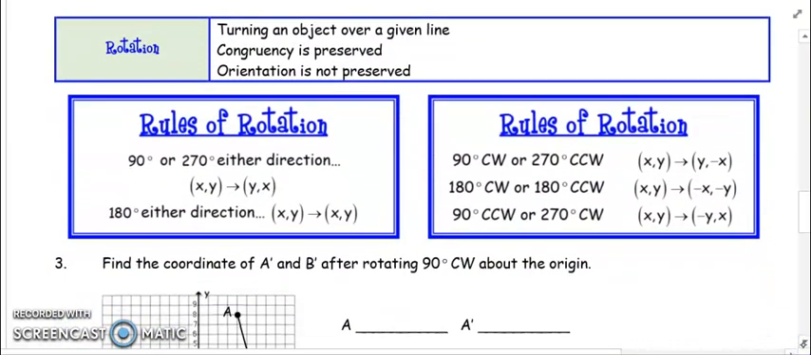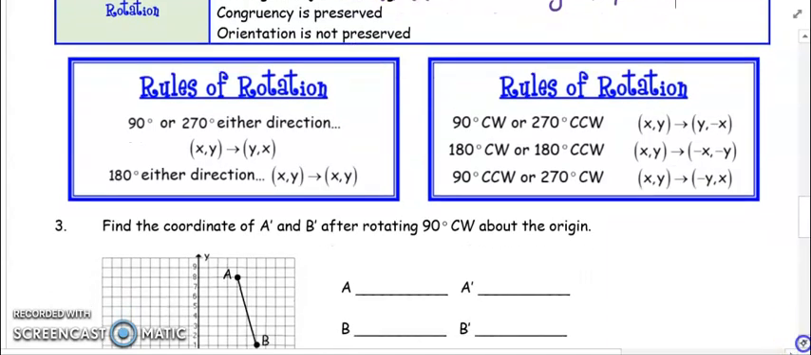Now, my next transformation is a rotation. When we rotate something, we turn an object over a given, I don't want to say over a given line, I want to say about a given point. So I'm going to change this. We're turning an object around a given point. And typically that point is our origin. We'll see again that congruency is preserved, but orientation is not preserved.